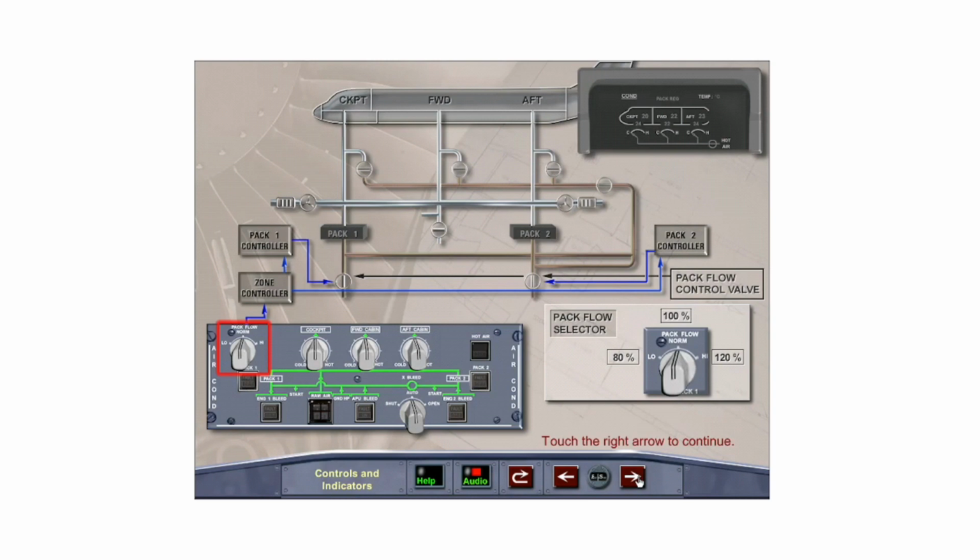When operating with only APU bleed supply or one pack operation, high is automatically selected irrelevant of the position of the pack flow selector. If operating in low and cooling demand cannot be satisfied, 100% will be automatically selected.